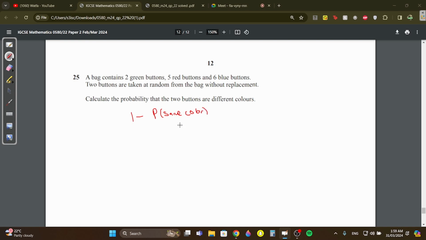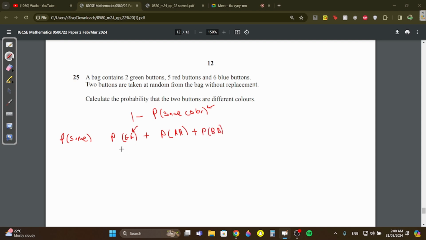So what can I do for that? I need to find the probability they're the same color. So let's take a look at the probability of same. The probability of them being the same is the probability of having green green plus the probability of having red red plus the probability of having blue blue.